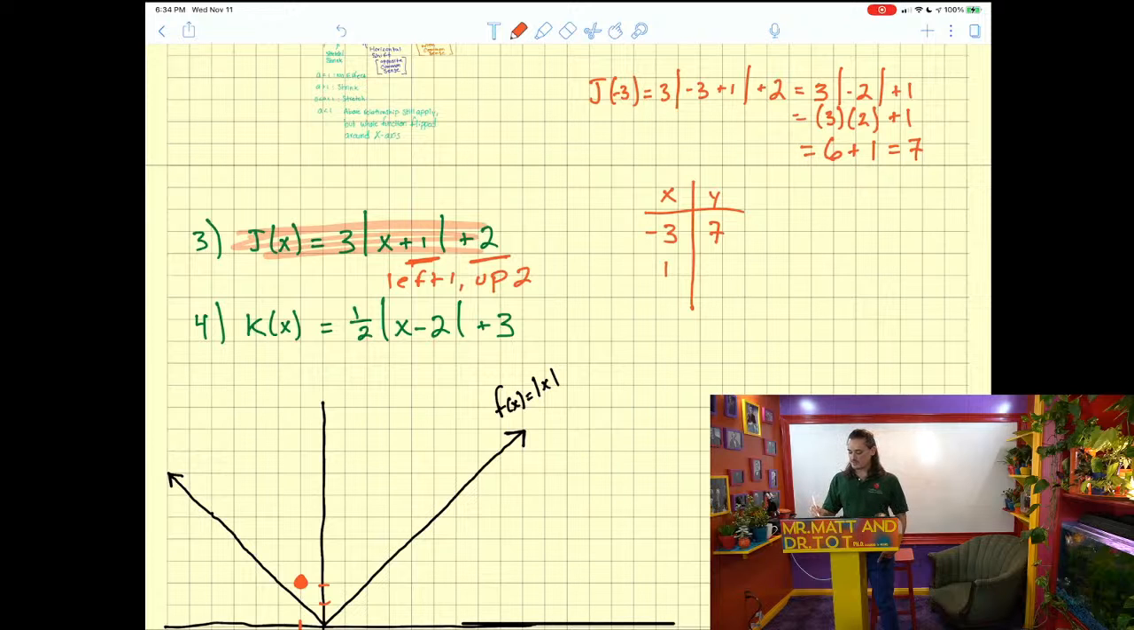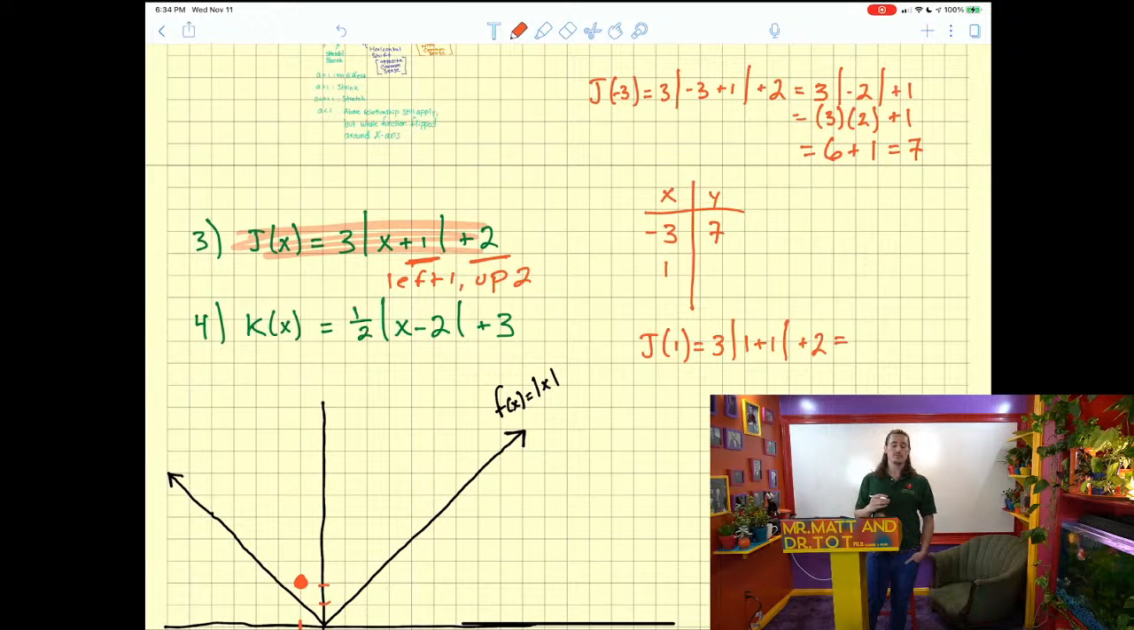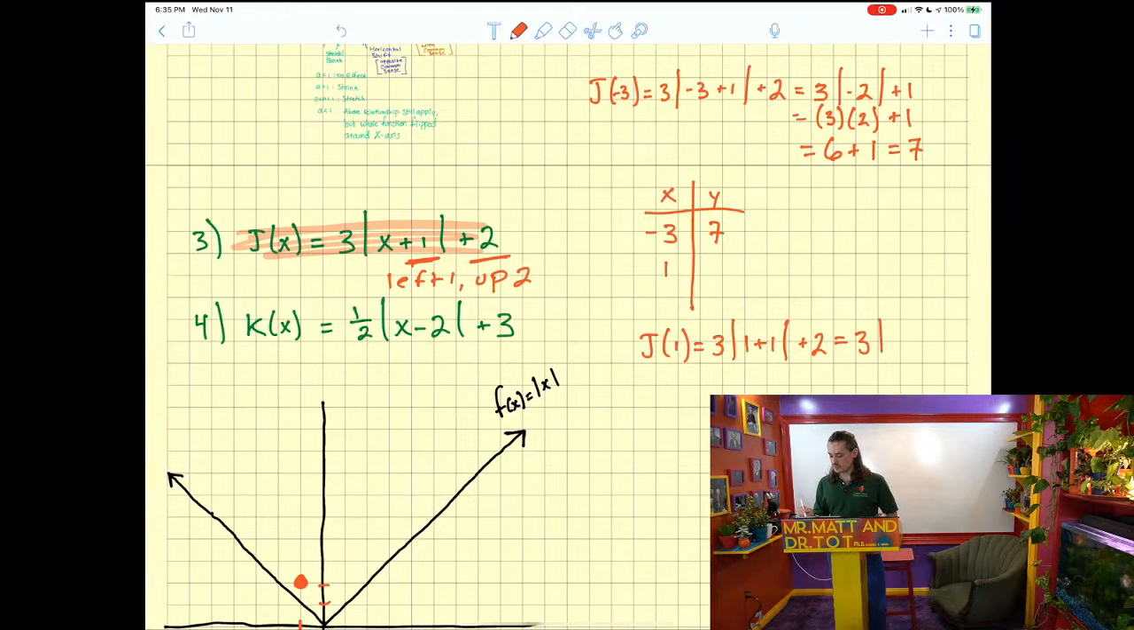Then we can do the same thing for j of positive 1. We're going to have 3 times the absolute value of 1 plus 1, quantity plus 2. You're going to notice that this has the same result, because the absolute value function is symmetrical around its axis of symmetry, the vertical line where the vertex occurs. 1 plus 1 is 2, so we get 3 times the absolute value of 2 plus 2.